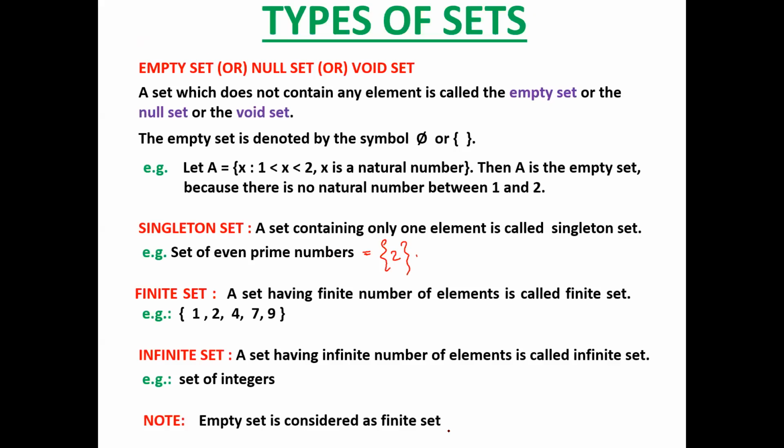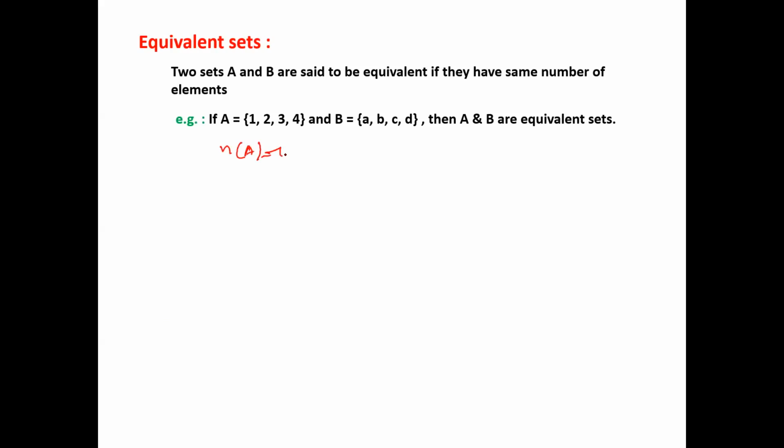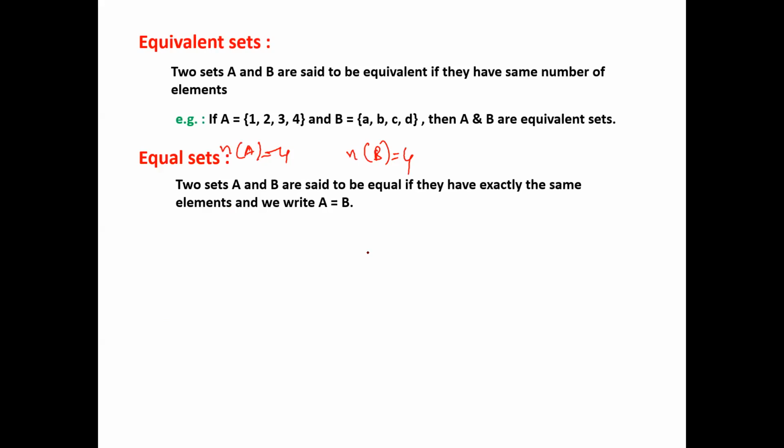Then we have an empty set. Empty set is generally denoted by a symbol, and empty set is considered as a finite set. You see the symbols for empty set. If two sets have the same number of elements, they are called equivalent sets. We don't say one set is equivalent. We need two sets for saying equivalent. They have the same number of elements. n of A is equal to 4, n of B is equal to 4. So they are called equivalent sets. Equal sets, if they have the same elements.